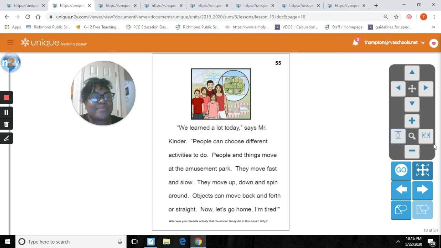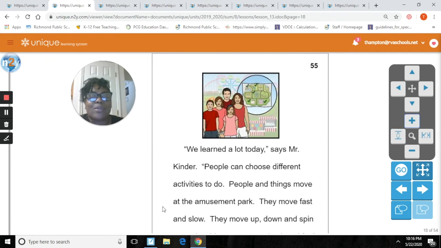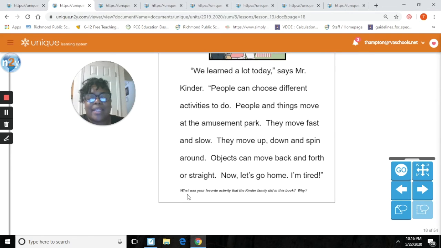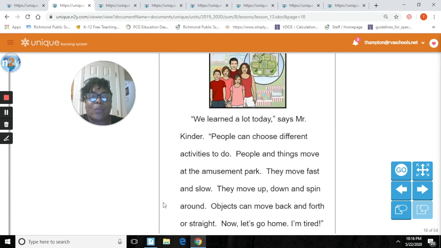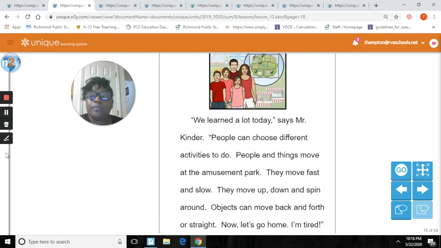All right. Okay, let's see what that focus question says at the bottom. And it says, what was your favorite activity that the Kinder family did in this book? What was your favorite activity? And then you tell why. Okay, so I'm going to pick one. Oh, let me move back.